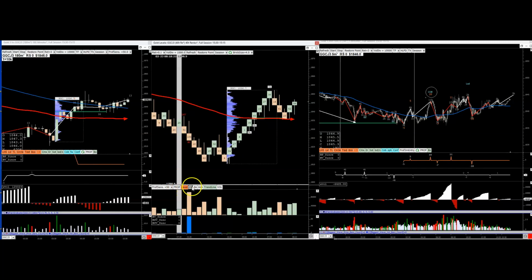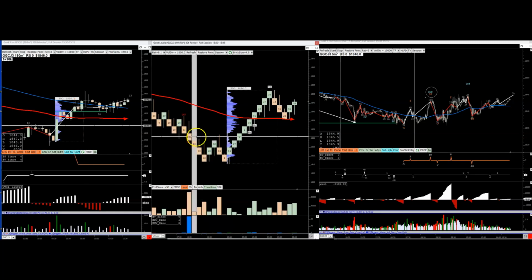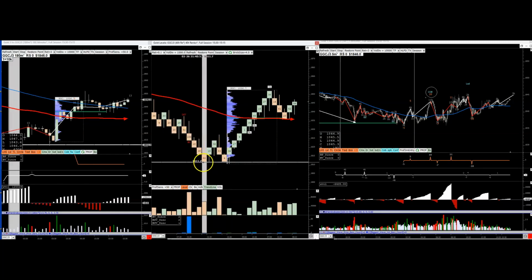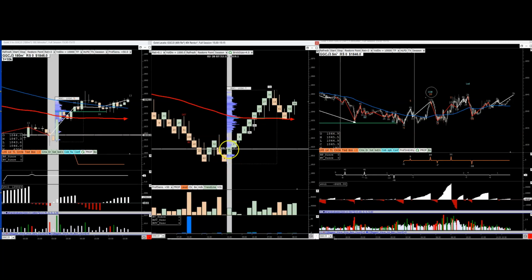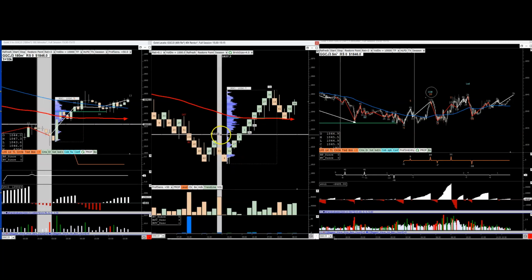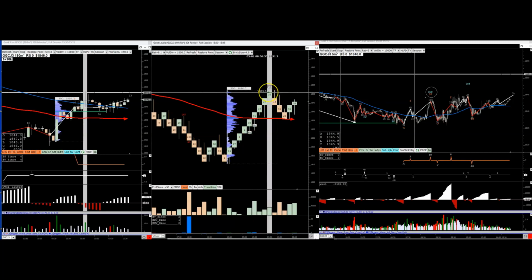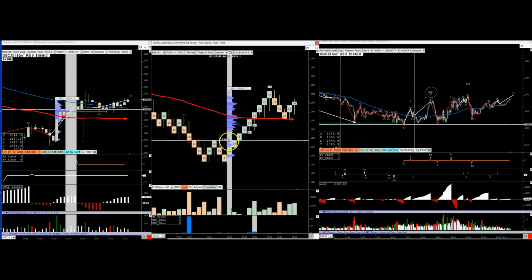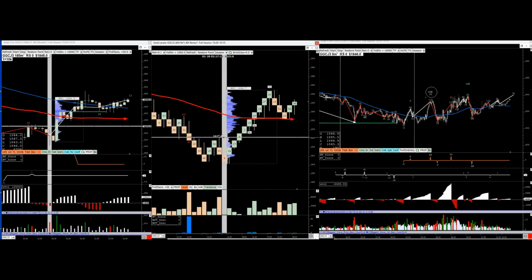Even here, you have breakdown. Where does it go? Test the breakdown. Then where does it go? Takes out the low. Then what happens? Accumulation. Then what happens? Breakout. What happens after the breakout? Rally, follow through, and then after that, pull back to test. So this is the market, the way it moves.